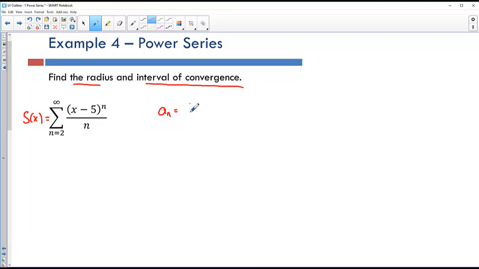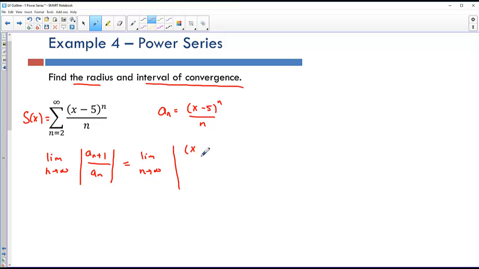Here my a sub n's are simply equal to (x minus 5) to the nth power divided by n. I'm going to run the ratio test on this, so the limit as n goes to infinity of the absolute value of a sub n plus 1 divided by a sub n. You look at the next term divided by the previous term. And this is equal to what? This is the limit as n goes to infinity of, you just plug in n plus 1 wherever you see an n, so (x minus 5) to the n plus 1 divided by n plus 1, all divided by a sub n, which is just (x minus 5) to the n divided by n.